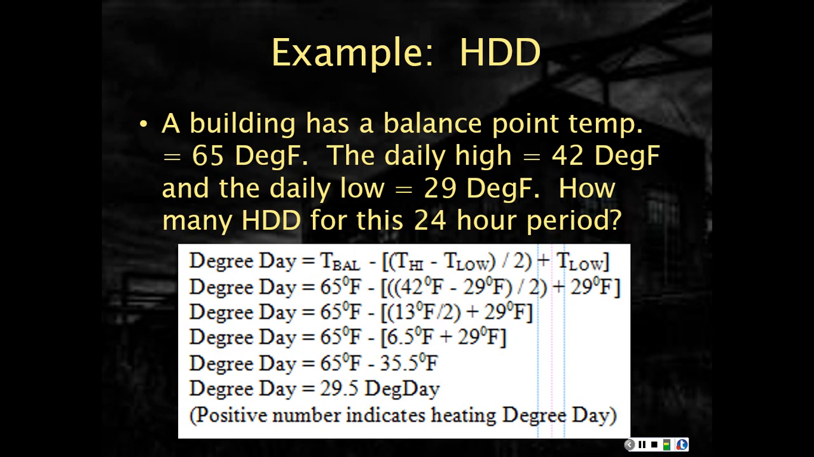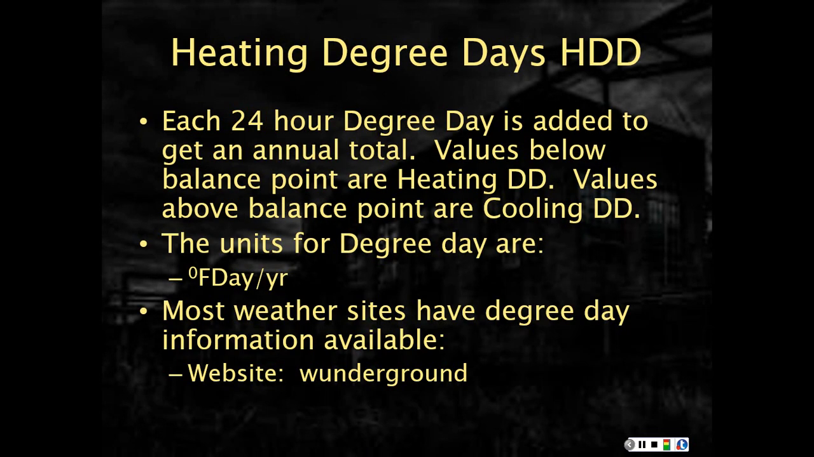A positive number indicates heating degree days. A negative number, which you can't really have, actually converts over. So if you calculate this out and you get a negative, it's actually a cooling degree day. You're on the other side of the balance point. Each 24-hour degree day is added to get an annual total. Values below balance point are heating degree days. Values above balance point are cooling degree days.